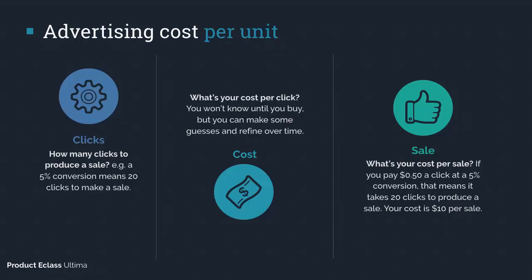Do you see how I got that? I took 50 cents times 20, and therefore my cost is $10 per sale. Okay? Now, if my cost per click is lower, that's going to reduce my cost per sale. If my cost per click is higher, that's going to increase it. If my conversion is lower, that's going to increase my cost per sale. And if my conversion is higher, that's going to decrease my cost per sale.